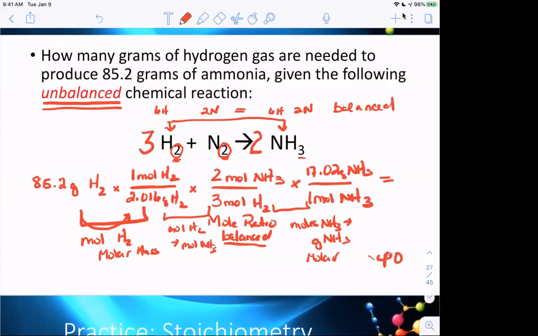So this gives me, if I use that much hydrogen, I'm going to get 480 grams of NH3. Now let me make sure I did this correctly. So I have 85.2 times 2 times 17.02 divided by 2.016 divided by 3. Yeah, that's the right answer. I want to make this 0 significant when I round. So that's why I'm going to put that dot there. And this would be the answer.